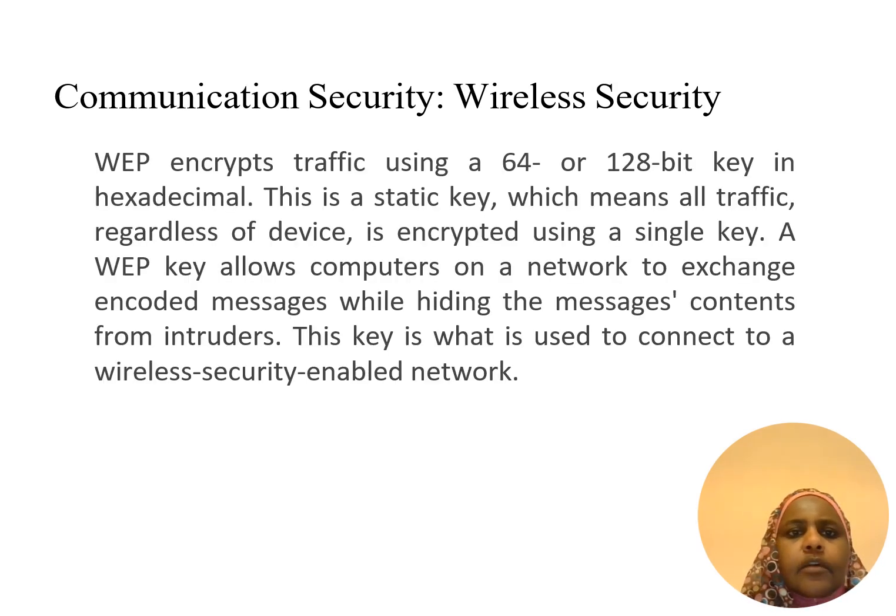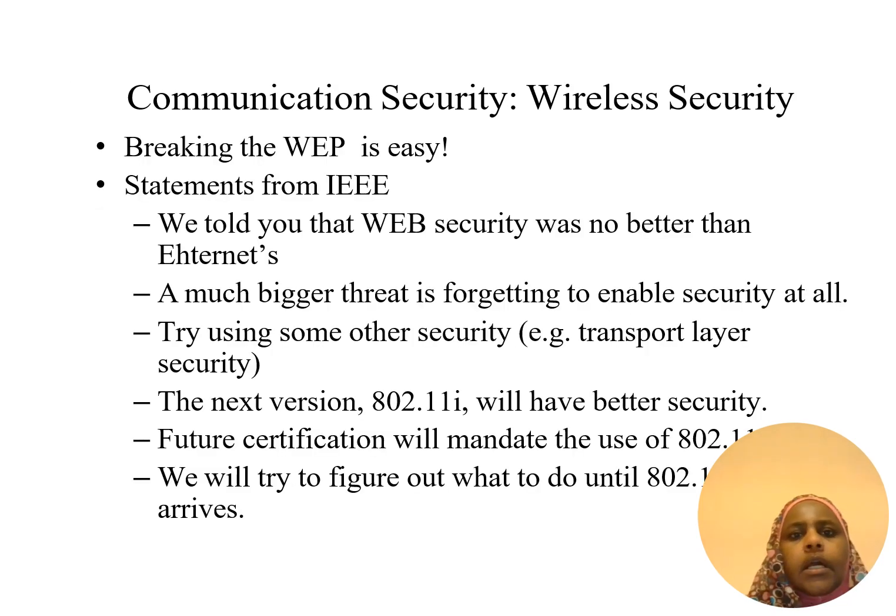WEP, or Wired Equivalent Privacy, encrypts traffic using a 64 or 128 bit key in hexadecimal. It's a static key, which means all the traffic, regardless of the device, is encrypted using the same key. The WEP key allows the computers on a network to exchange encoded messages while hiding the message contents from intruders. The key is what is used to connect to a wireless security-enabled network. Breaking WEP was easy. The key was the single point of failure.